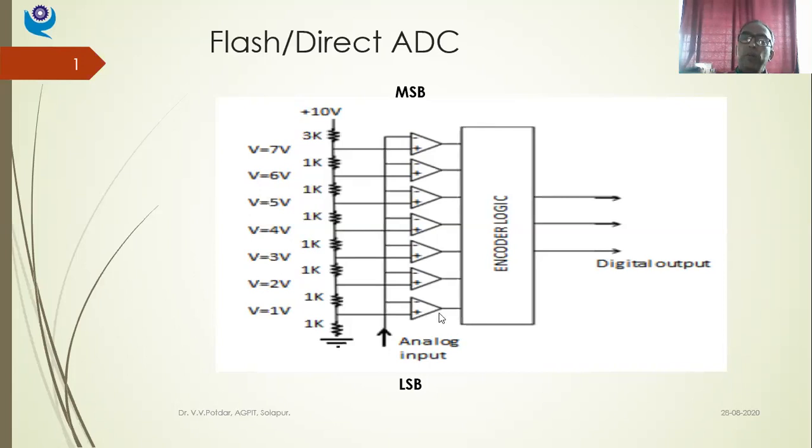Right? So the output will be on, or it will be generating a bit as 1. Yes, the analog voltage that I want to convert is more than 1 volt. So 1. Right? Next step in the ladder, 2 volt.